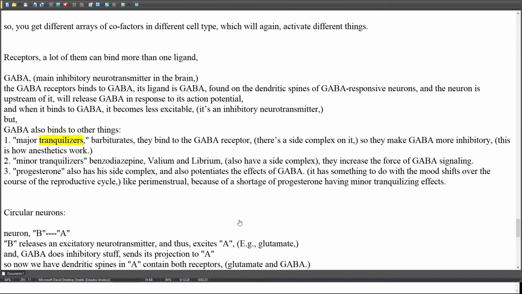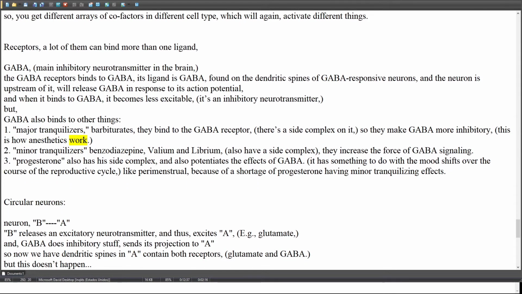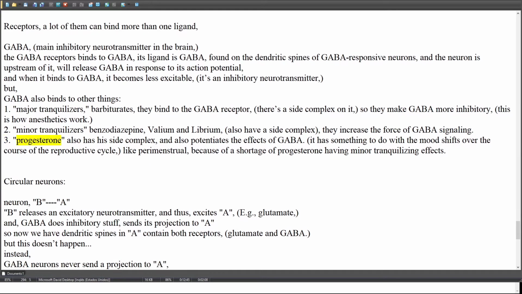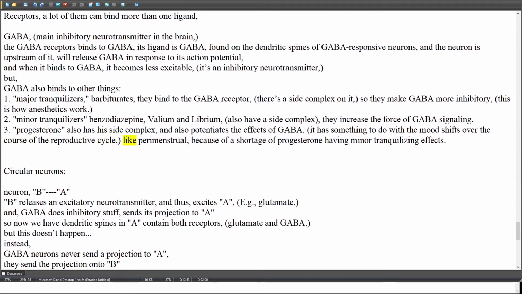1: major tranquilizers, barbiturates, they bind to the GABA receptor, there's a side complex on it, so they make GABA more inhibitory; this is how anesthetics work. 2: minor tranquilizers, benzodiazepines, Valium and Librium, also have a side complex, they increase the force of GABA signaling. 3: progesterone also has a side complex, and also potentiates the effects of GABA. It has something to do with the mood shifts over the course of the reproductive cycle, like perimenstrual, because of a shortage of progesterone having minor tranquilizing effects.